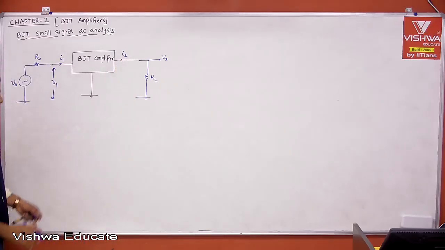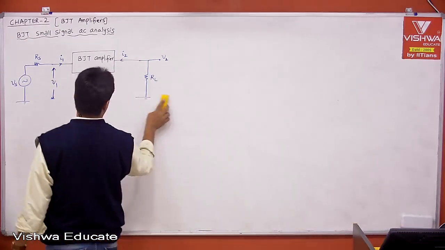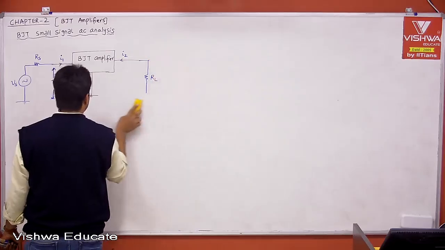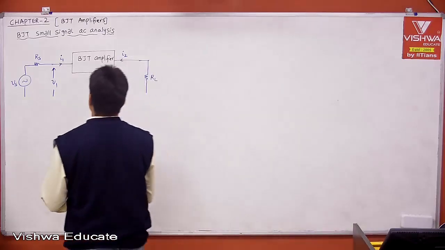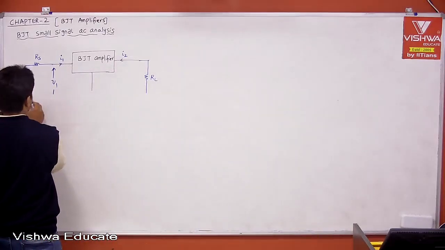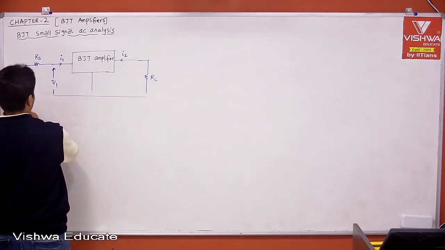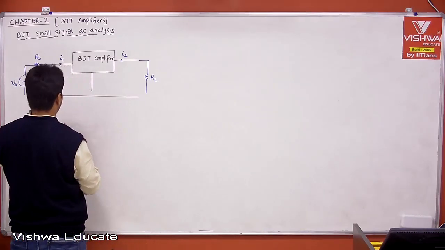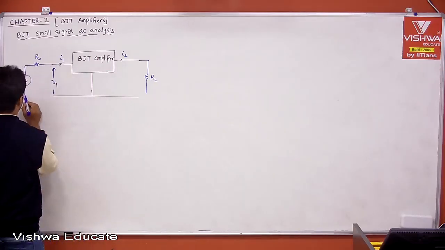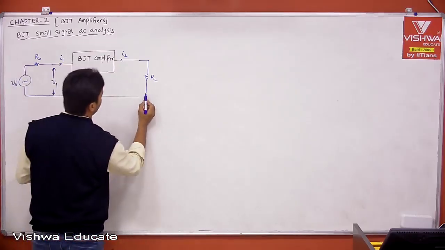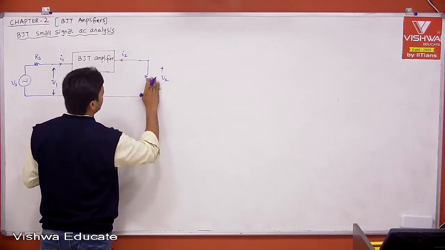Okay, if you are confused with respect to ground, typically you may be, but as we continue the confusion will go. Then let us take this as a common terminal. Therefore, this is our common terminal. This is the voltage source we are applying, and this is the load, and this is our output voltage V2.